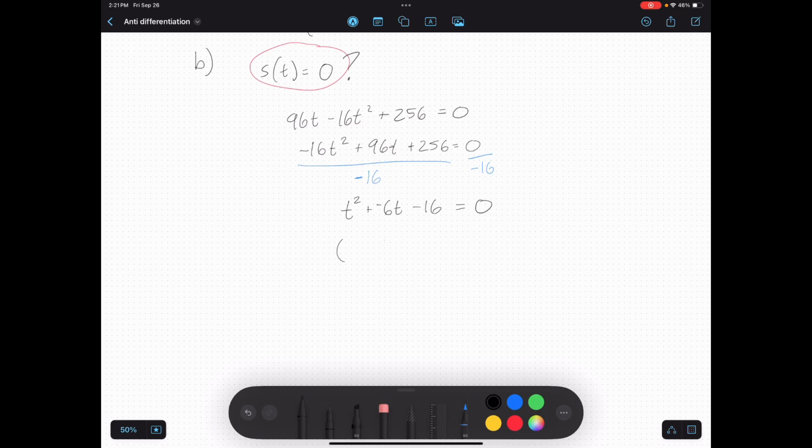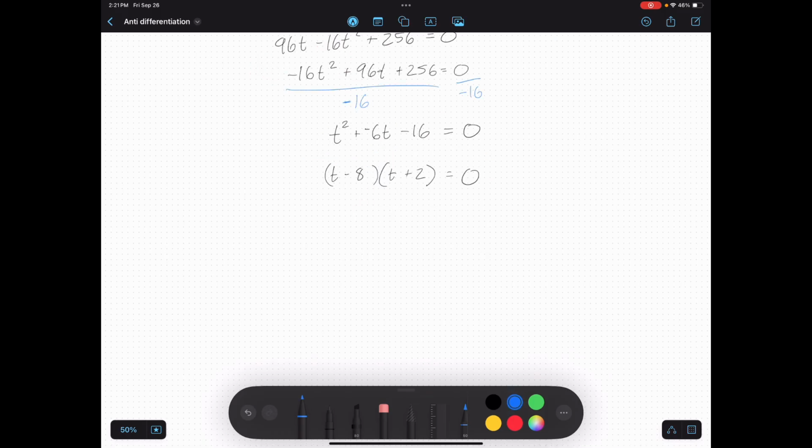So I can come back and split this up into two different terms, and I get t minus 8 and t plus 2. You can check my math, multiply those back together again, and you see that negative 8 times 2 gives you the negative 16, and negative 8 plus 2 gives you the negative 6. Well, like all quadratic equations, this actually has two solutions. If I solve each of these, I get the solutions t equals 8 and t equals negative 2.